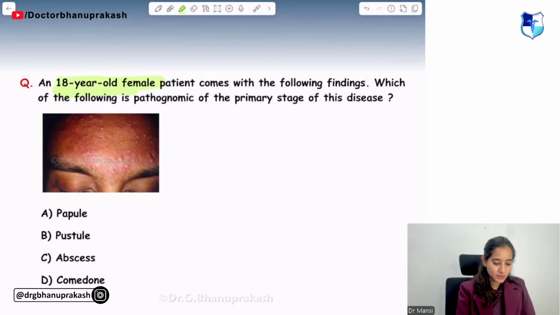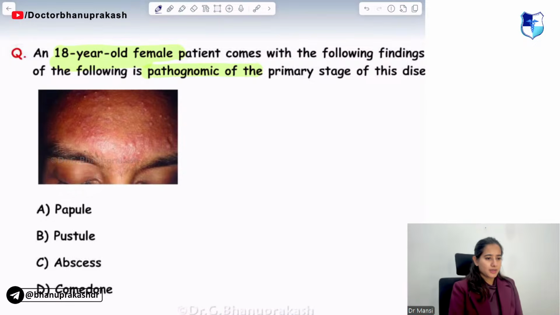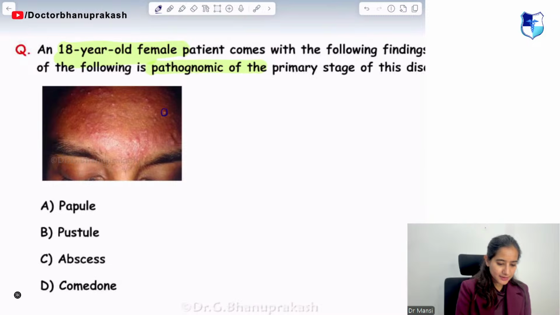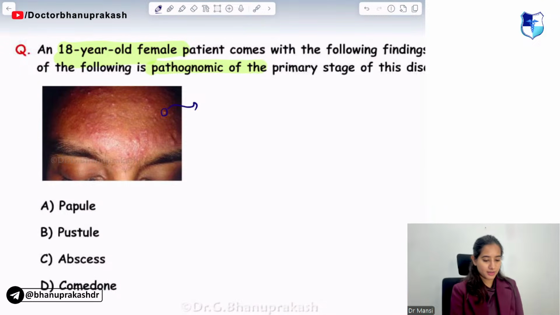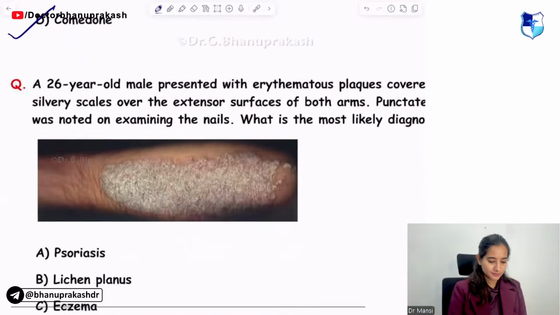An 18-year-old female comes with this finding. Which of the following is pathognomonic of the primary stage of this disease? Is it papule, pustule, abscess, or comedone? Abscess, it doesn't look like an abscess. Absolutely not. So as you can see, this is grade 1 acne, and is it an open or closed comedone? Okay, so the answer for this is D, the closed comedone.